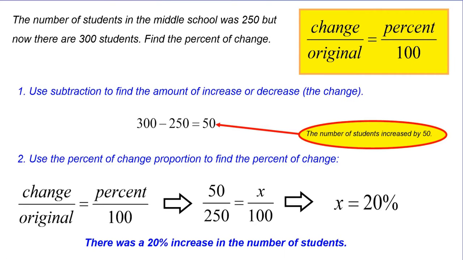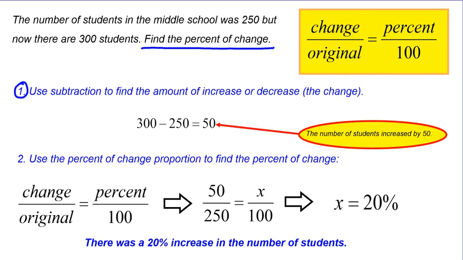So let's take a look at an example of calculating a percent change. The number of students in the middle school was 250, but now there are 300 students. Find the percent of change. So we want to describe how much the population of the middle school changed, but use a percent. The first thing we need to do is use subtraction to find the amount of increase or decrease. We're going to find the change.